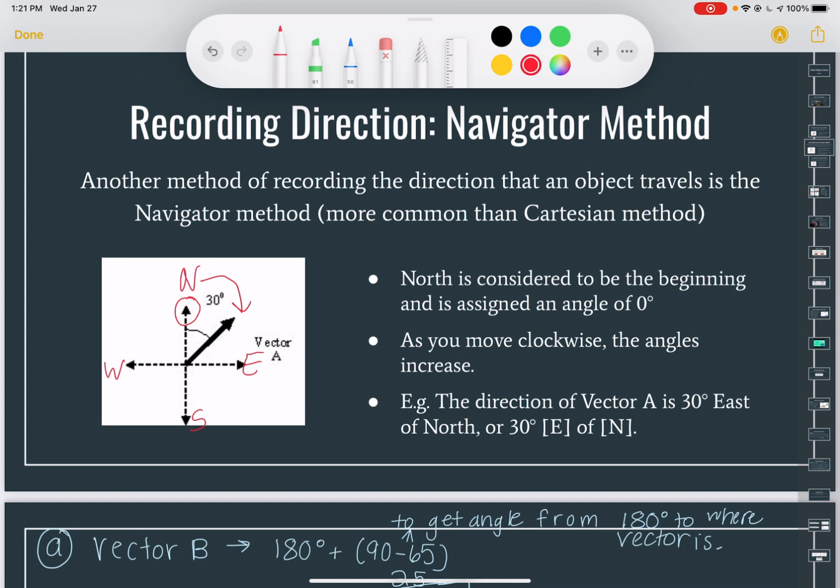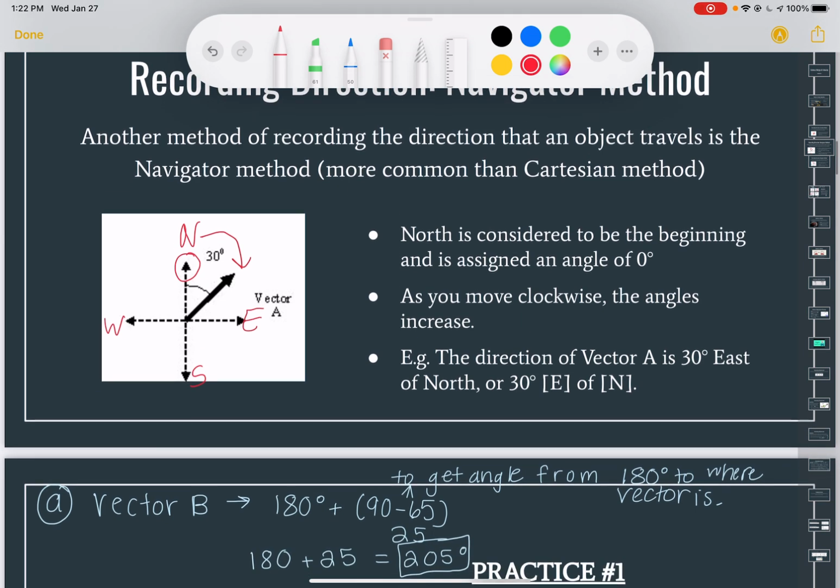And that's something that most people use. You might hear people say, oh, they did a 360 or they did a 180. You're literally using the navigator method to figure that out, where your starting point is where you are, and then where you stop, you find that amount of degrees, or that angle that you've moved, away from the starting point.